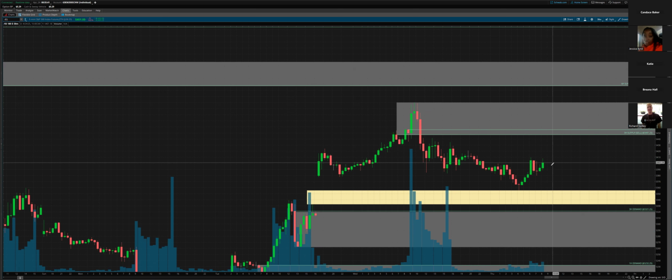So for instance, if we break through and it totally invalidates the zone, because we'd already gotten past all the resistance that was here, I would expect it to go like that. I would look to play the retest to go long up to the next zone.